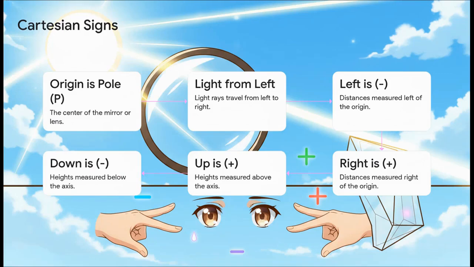Just think of this like a simple graph from math class. The very center of the mirror or lens, that's your origin, your 0 point. We always assume that light travels from the left to the right. That means any distance you measure to the right of the center is positive, any distance to the left is negative. And for height, anything above that center line is positive, anything below is negative. That's it. That's the whole system.